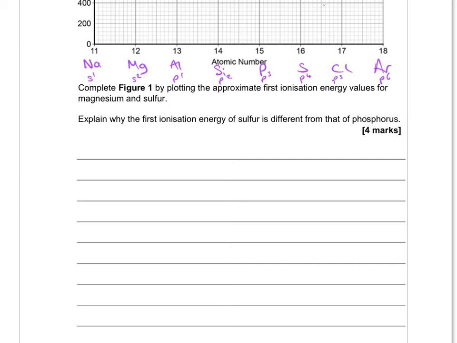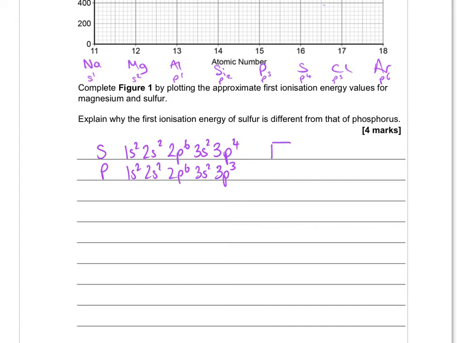Now we need to explain why the first ionisation energy of sulfur is different from that of phosphorus. So to make it a little bit easier, I'm going to write out the electron configurations, because straight away then you can see what's going on. So sulfur is 1s2, 2s2, 2p6, 3s2, 3p4. And phosphorus is the one before. So it's got 1 less electron.